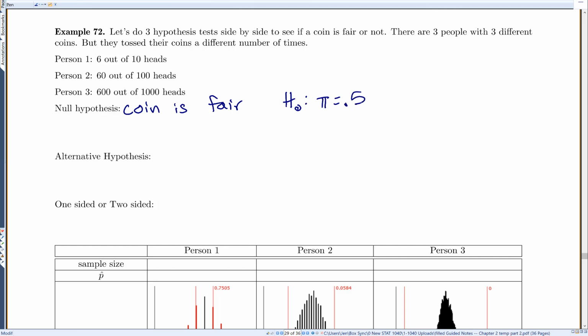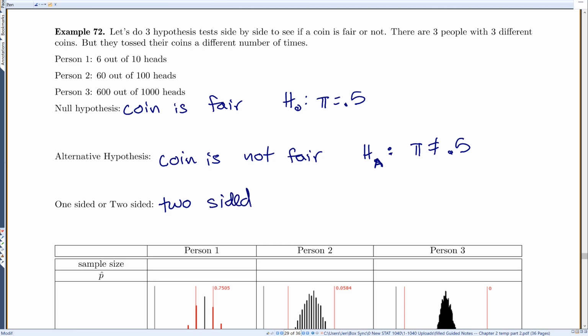Now the alternative: let's say that the coin is not fair. But did they tell me that we suspect it should be greater than 0.5 or less than 0.5? No, it didn't tell me anywhere if we think it's less than or greater than. So this is an Ha. It should be that pi is not equal to 0.5. We're going to look for whether the proportion is not 0.5, or different from 0.5. So this one's going to be two-sided, because they didn't tell me if I thought it should be less or greater, so we're just looking for, is it different than?